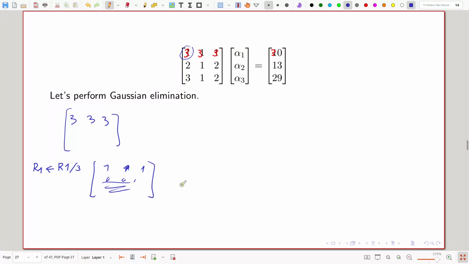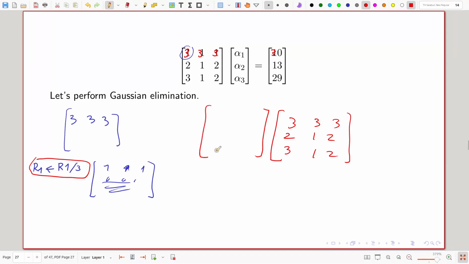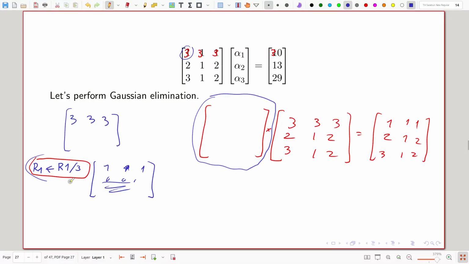Now let's try to do it differently. Instead of writing this, let's try to find a matrix that multiplies with 3 3 3, 2 1 2, 3 1 2, and you get 1 1 1, 2 1 2, 3 1 2. So this matrix basically performs these operations.